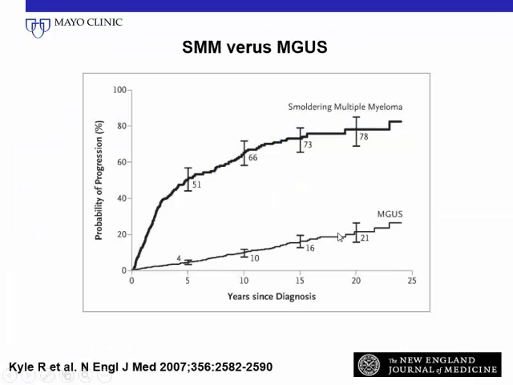Why did they split hairs in terms of defining MGUS from smoldering? It's because the risk of progression of MGUS is 1% per year. But if you look at smoldering myeloma, the risk of progression is 10% per year. So you're going to be counseling patients quite differently if you see smoldering myeloma compared with if you saw them as MGUS. So you can see here 50% of patients with smoldering myeloma have a progression within 5 years.